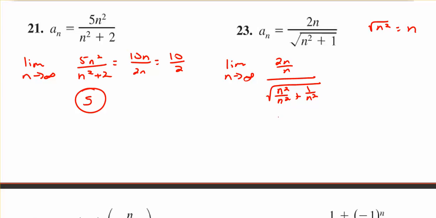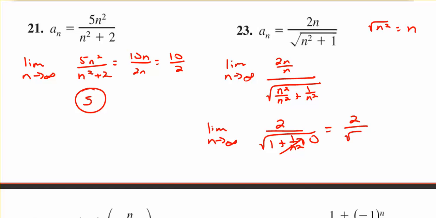Simplify. 2n over n is simply 2. N squared over n squared is 1, plus 1 over n squared. Now, if we think about the 1 over n squared, n squared will continue to get larger and larger in that denominator, so that part would approach 0. So that gives me 2 over the square root of 1 plus 0, or 2 over the square root of 1, which means that this would converge to 2.